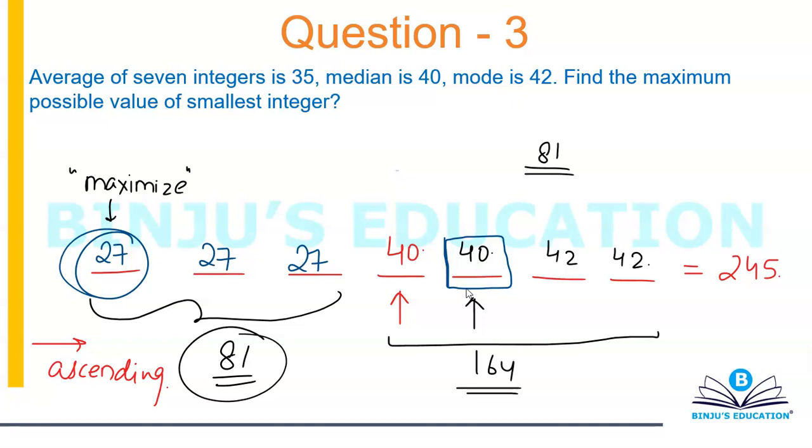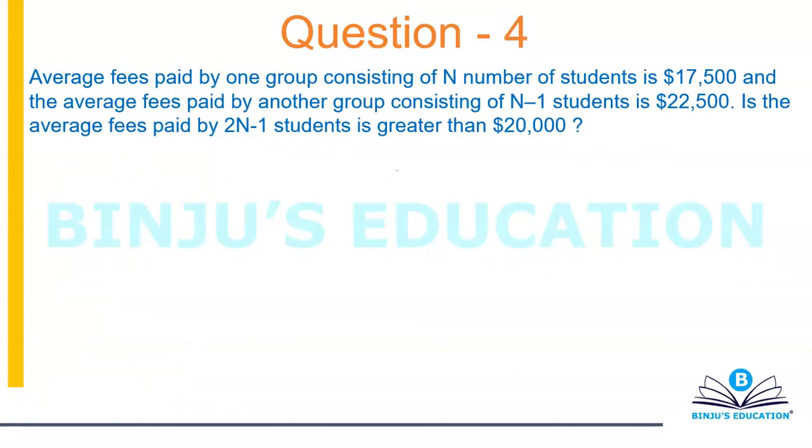Adding the last four numbers gives me 164, which means the sum of the first three numbers is 81, which means numbers A, B and C will be 27, 27 and 27. So the maximum possible value of the smallest integer is 27. That's your answer. Interesting question. Alright, let's move on. Pause the video and try this. Question number 4, please.